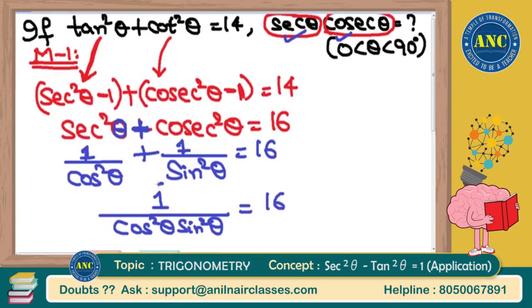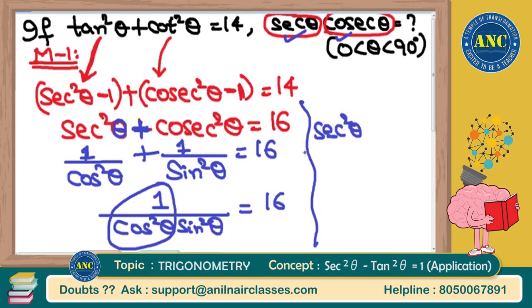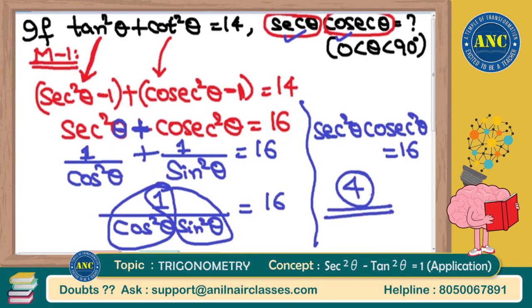So 1 by cos square theta is nothing but secant square theta, and 1 by sin square theta is nothing but cosecant square theta. This is given as 16, but I want to find secant into cosecant. Square root of 16 is 4. Again I am saying, sir, square root of 16 is 4. Now theta lies between 0 to 90 degrees. In 0 to 90 degrees, all are positive. So it is plus 4 itself, it cannot be minus 4.